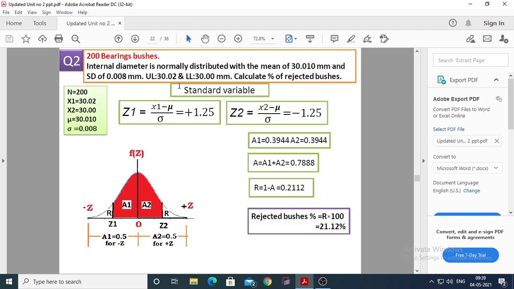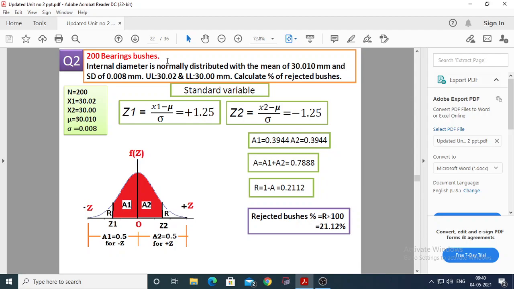We will take this example. You are given 200 bearing bushes. The internal diameter is normally distributed with a mean of 30.010 mm and a standard deviation of 0.008 mm. The upper limit is given as 30.02 mm and the lower limit as 30.00 mm. Calculate the percentage of rejected bushes. We want to calculate how many bushes are rejected out of the 200.